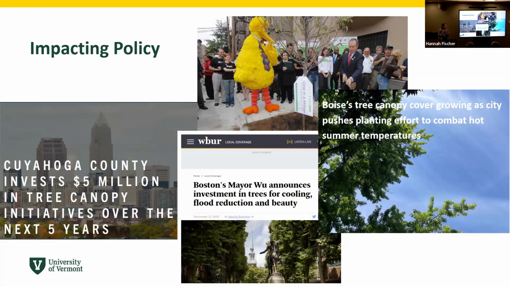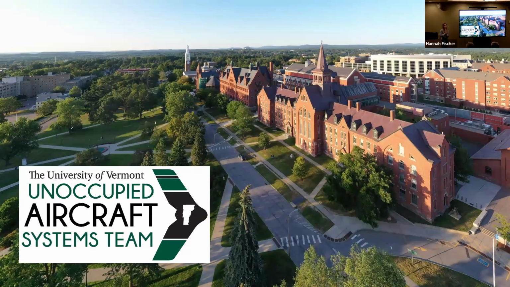So again, how can we actually be on the ground with these communities and give them information that they're actually going to use? Because I don't want our data to sit on a shelf. That is the worst possible thing. We also have an amazing UAS team. So I brought a drone if we want to talk more about that.